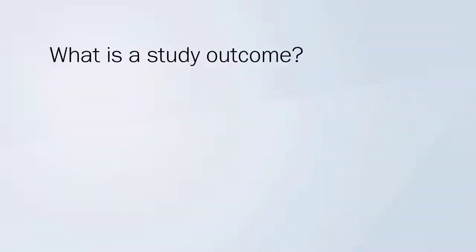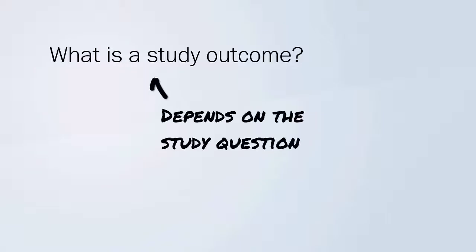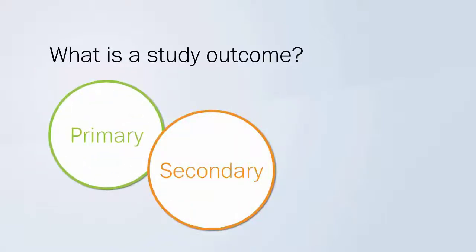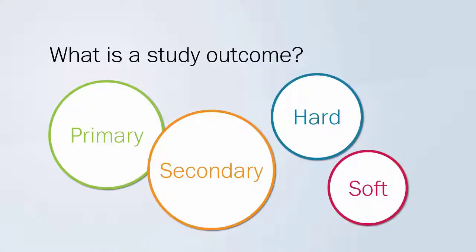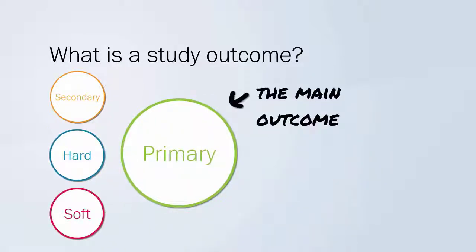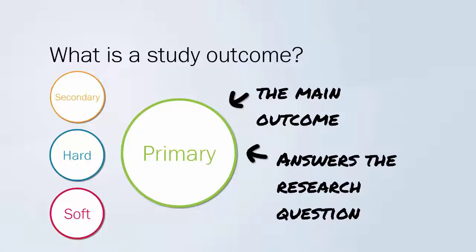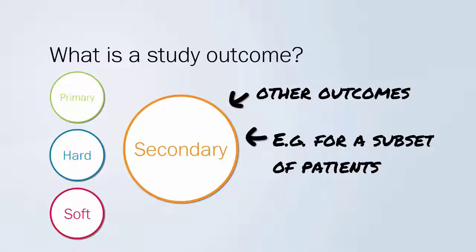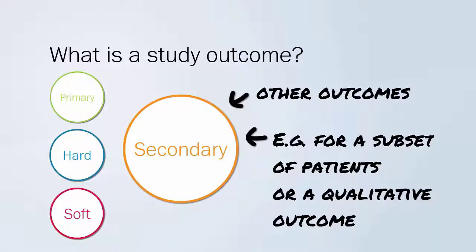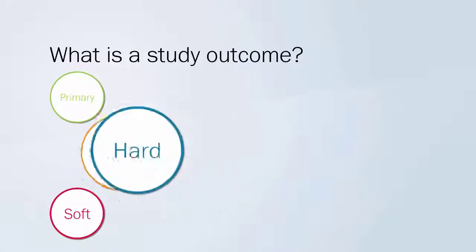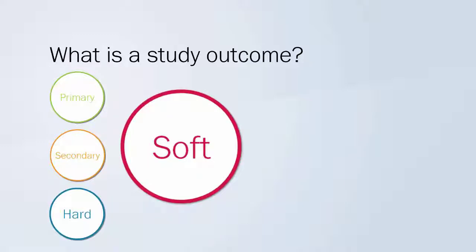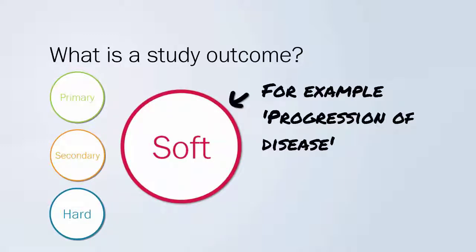What is a study outcome? The outcomes of a study depend on the study question. There are primary and secondary outcomes, and hard and soft outcomes. The primary outcome is the main outcome. This answers the research question. Secondary outcomes are other outcomes, which may include an outcome for a subset of the patients, or a qualitative outcome, such as quality of life. An example of a hard outcome is death. An example of a soft outcome is progression of a disease.